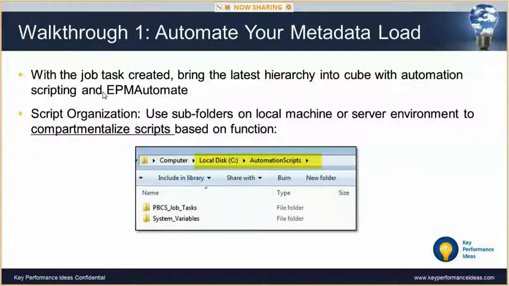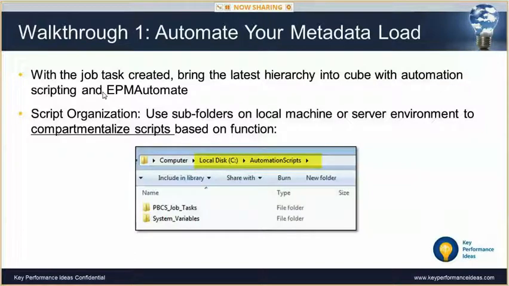So beginning with that, let's take a look at our script organization. We're just going to start from the very first step and go forward. So we're creating paths. That's probably the key piece to getting set up with any type of automation routine, making sure that your paths make sense and that they can be easily referenced. You begin by creating subfolders on the local machine or server environment to compartmentalize the scripts based on the function.